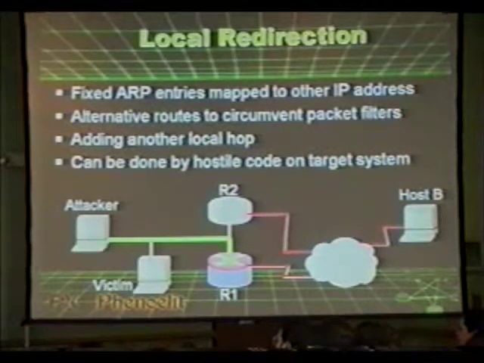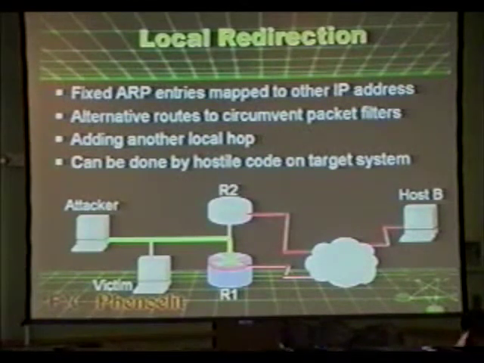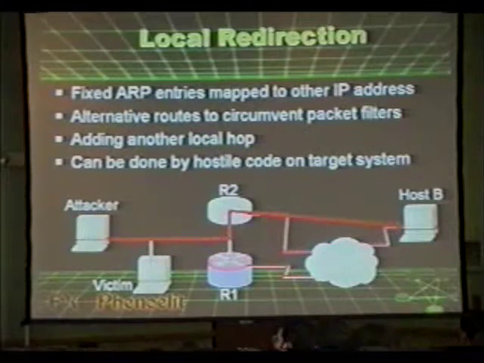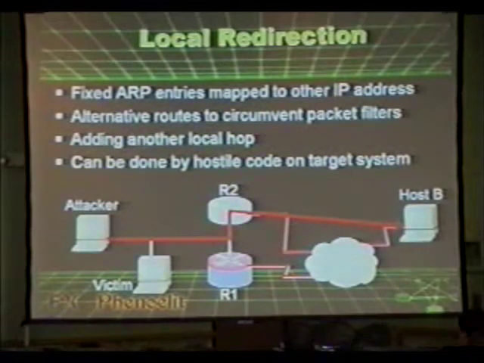Attacker could map, let's say, the victim's address here, if this guy's forwarding, to the IP address of router one, just by setting a fixed ARP entry. If router one is somehow using MAC addresses for filtering, like let's say it's a switching router or something, that would pass. Another way, and that's the recommended way, just modify your routing table and use router two. You could even use router two if it had no connection to host B. Why? Because router two would know how to send it to router one, and router one would probably accept it.